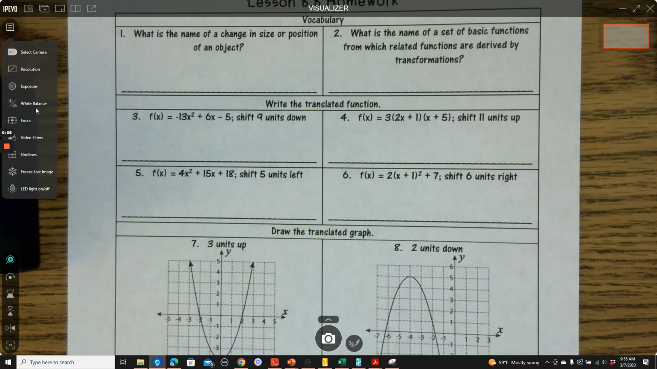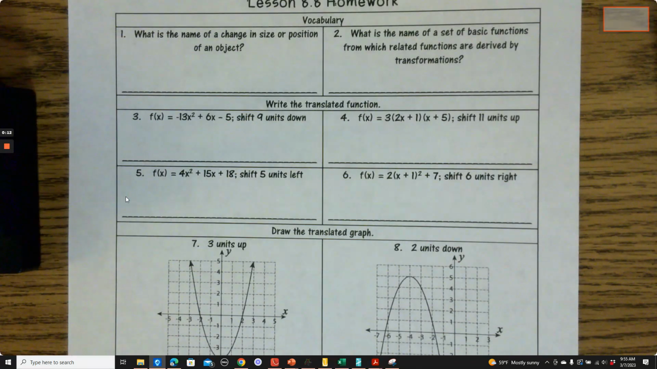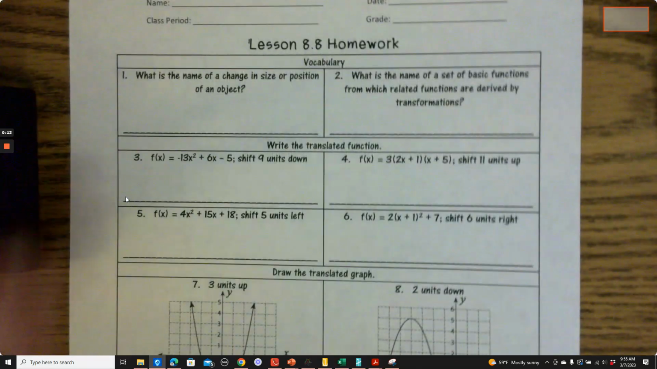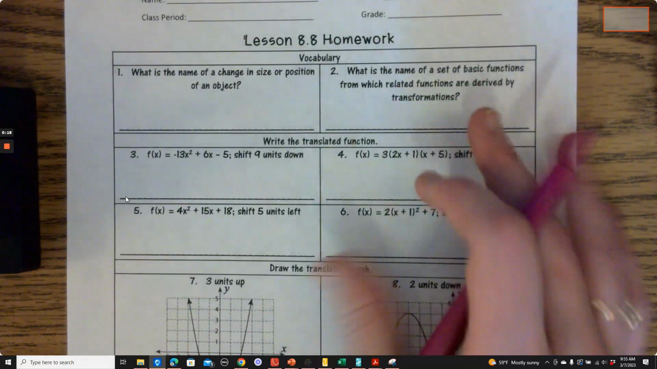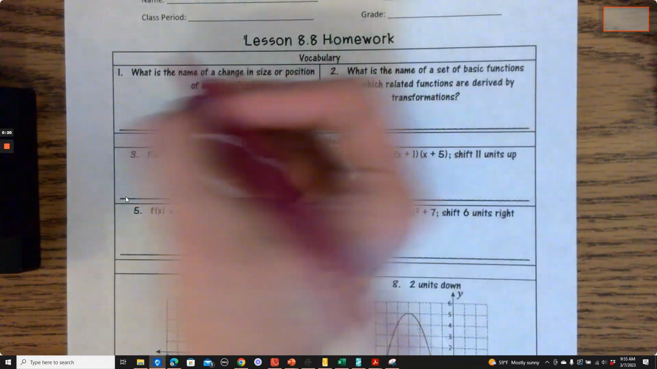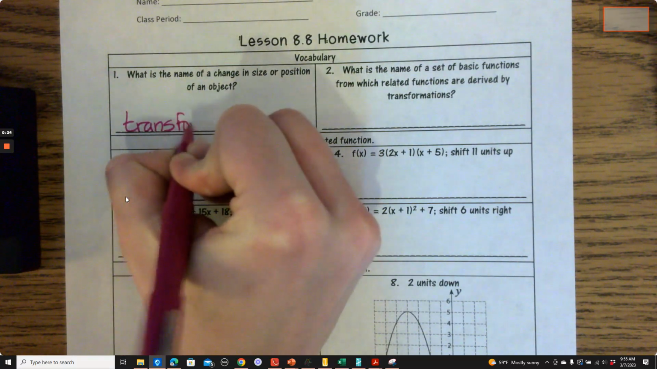Today we are doing horizontal and vertical shifts. So we're going to be moving the graphs of these quadratics left and right and up and down. So number one, what is the name of a change in size or position of an object? That is a transformation.